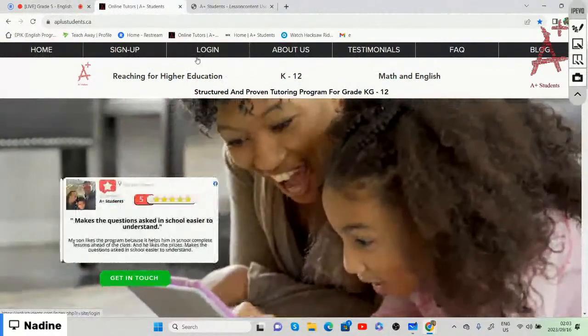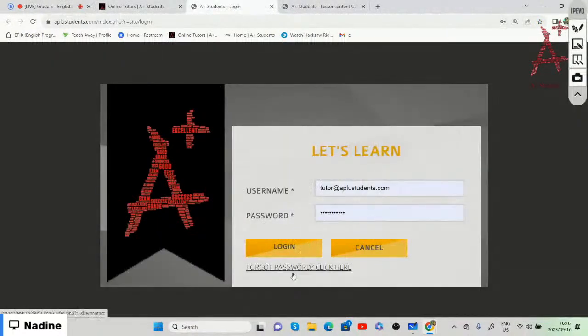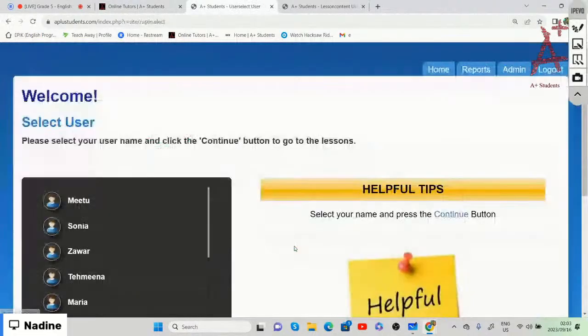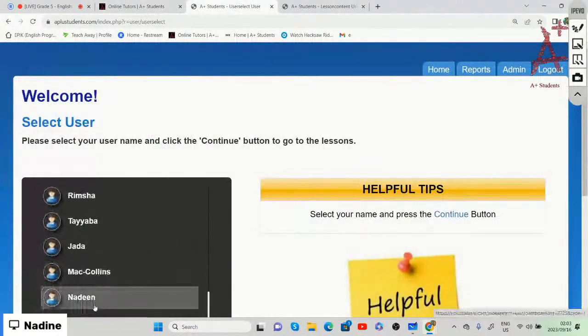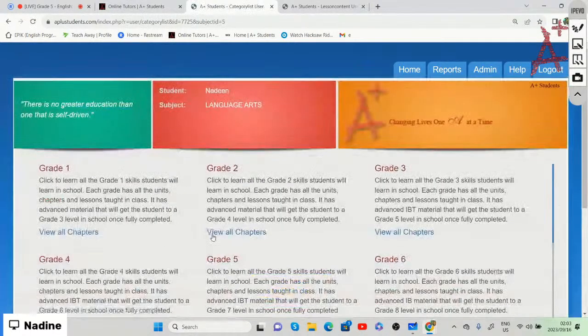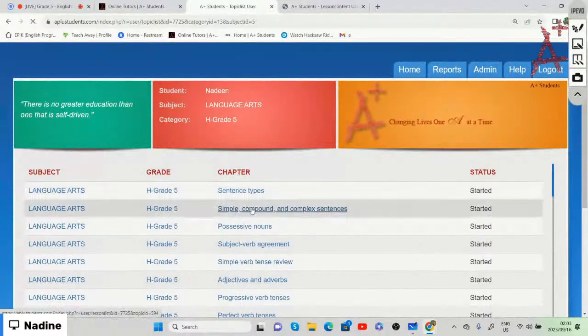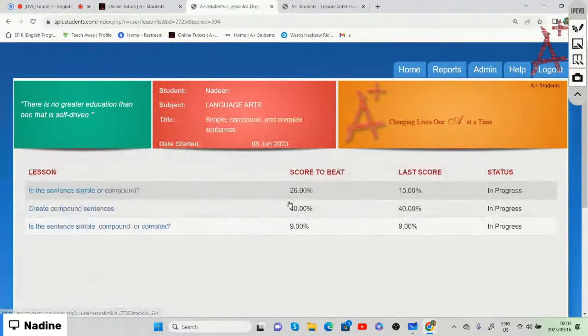So we're going to log into aplusstudents.ca. We're going to log in with our username as well as our password, and we're going to select language arts, grade 5. And then we're going to the chapter of simple, compound, and complex sentences.